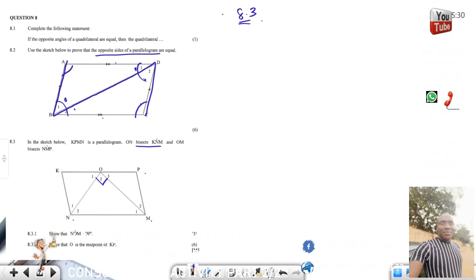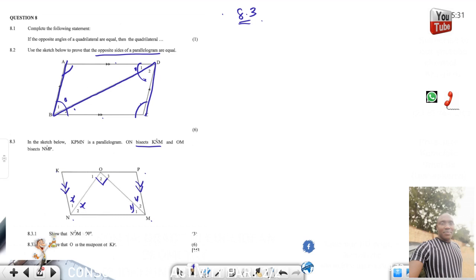Remember we were told that this bisects, so those angles are equal. Let's make that X for simplicity. And these angles are also equal, Y. By the way, we are told that KPMN is a parallelogram. What does that mean? Opposite sides are parallel.